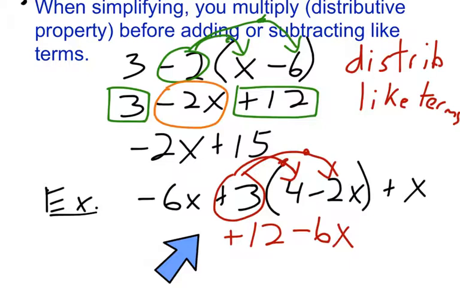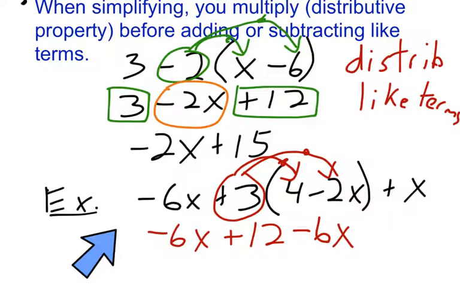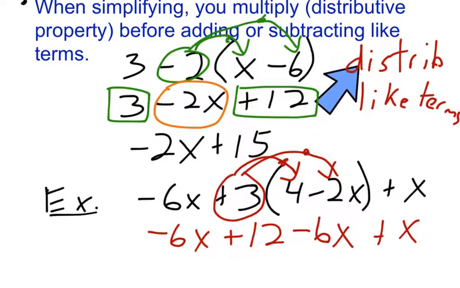You should never have double signs when you're doing this. So just think positive 3 times negative 2 is negative 6x. Now just bring down whatever you didn't distribute. So the negative 6x comes down, and the plus x comes down. So we did distributive property. Now we're going to combine our like terms by adding and subtracting.